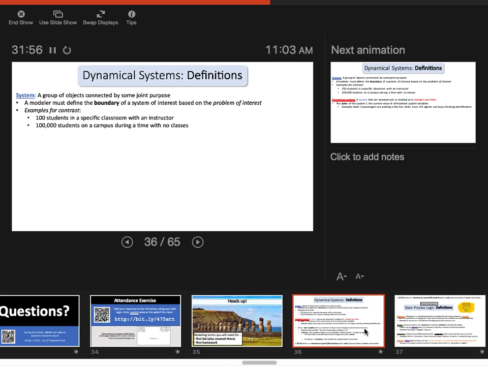So in these simulations, in order for us to talk about them, we have a couple of different terms. And I've used this term system a lot. So a system, roughly speaking, is a group of objects connected by some joint purpose. We're very interested in the boundary of the system. So I've already talked about a couple of different systems I've shown modeled here, where the modeler has left out particular things that were not of interest to the question they had in mind. I'm only interested in the document checker, so I'm not going to model the X-ray machine. So that's what I mean by choosing a boundary of a system of interest.